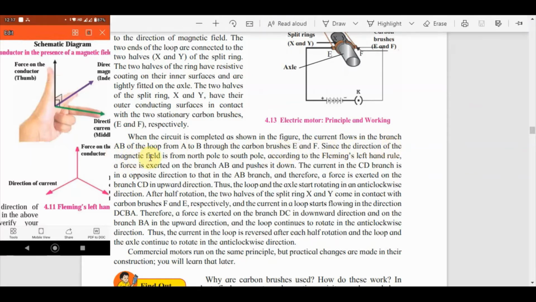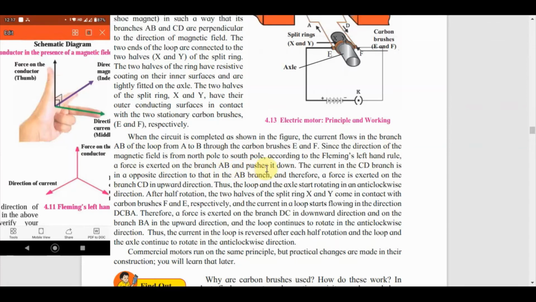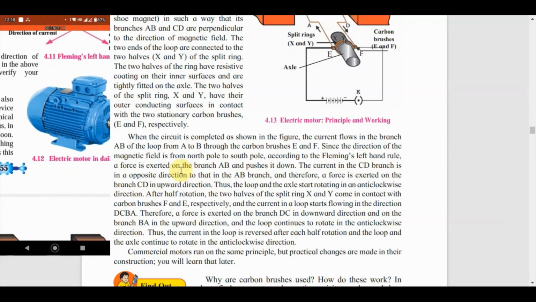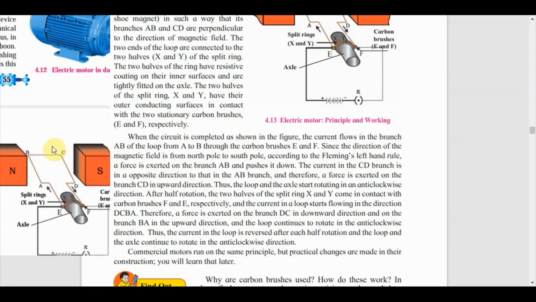Since the direction of the magnetic field is from the north pole to the south pole, according to Fleming's left-hand rule, what will happen? A force is exerted on the branch AB and pushes it down. So now the current in the CD branch is in the opposite direction. So if you move your hand on the CD here, if you put your left hand on this, then with the direction of the current, you will find that the CD will experience a force in the upward direction.